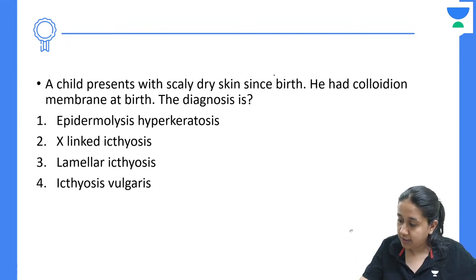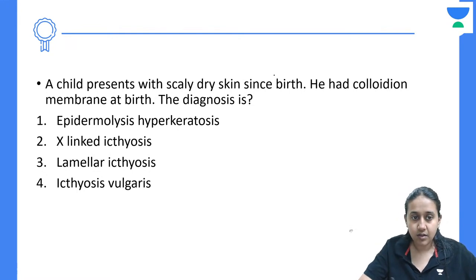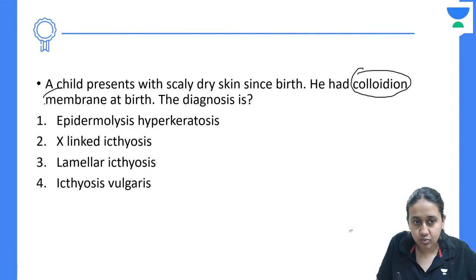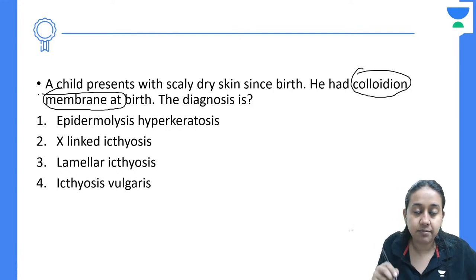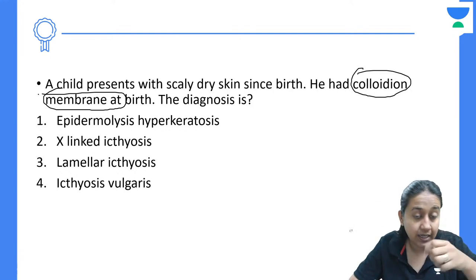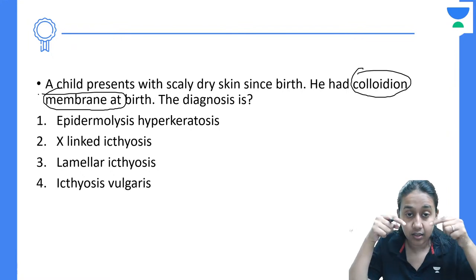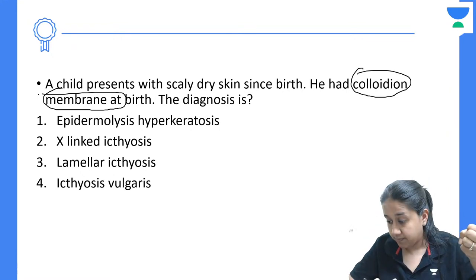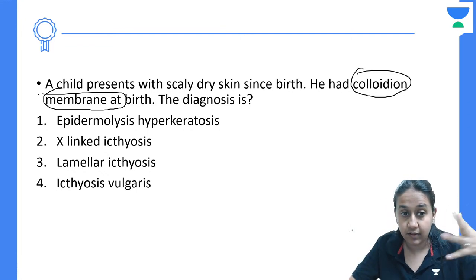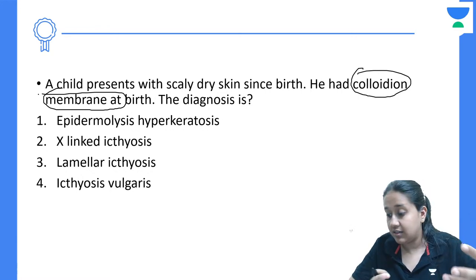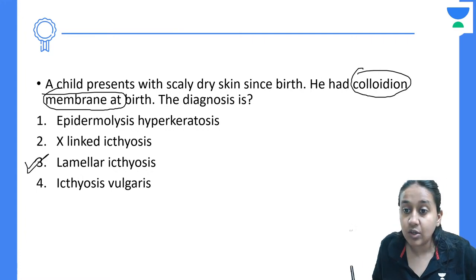Very nice, Tirath, Ashima, Rocky. Child presents with a collodion membrane. That is a clue. Collodion membrane is a very tight membrane which surrounds the baby at the time of birth. Because it is so tight, you will see that the ears, the lips, the eyelids are all stretched. So you have eclabion, you have ectropion, everything is seen. Now this membrane will desiccate on its own after almost a month, and the underlying baby will have a feature of ichthyosis.